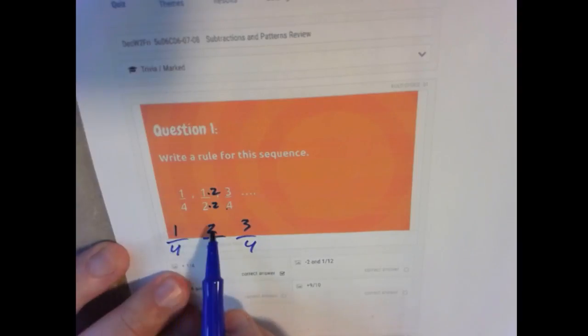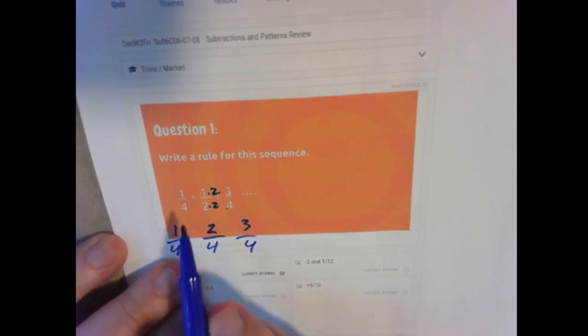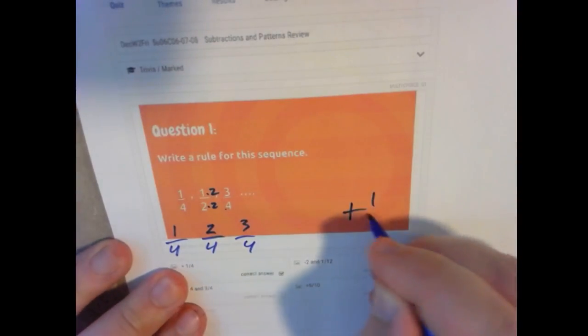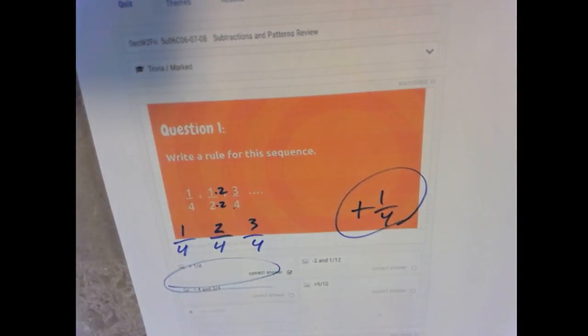So what is the pattern that's happening? Okay, so the denominator is consistent. What is changing? 1 to 2 is +1. 2 to 3 is +1. So what do you think the next one would be? 1/4, 2/4, 3/4, 4/4. It's changing by 1/4 each time. Let's try another one.